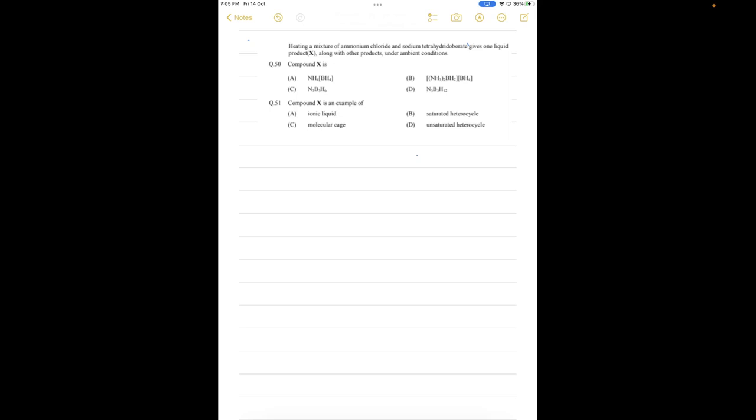Okay, so in this question it is a mixture of ammonium chloride, which is NH4Cl, and sodium tetrahydroborate, which is nothing but sodium borohydride, NaBH4. Sodium borohydride is a reducing agent which can donate H minus or hydride ions. Just for information, it can donate H minus ion, and it is a reducing agent.